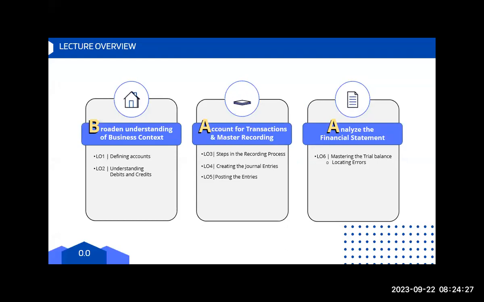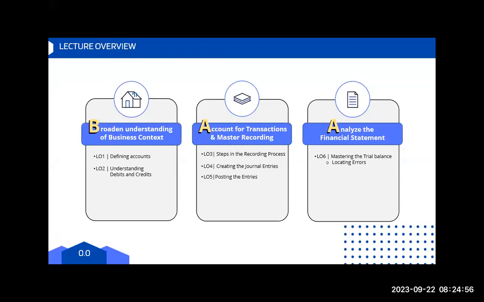As in any time na you mention accounting, if you ask people, what's the thing that you think about? You see debit and credit, right? So what does that mean? And then from there, we're gonna take a deep dive into how do you actually account for transactions. So what are the steps in the recording process? Let's learn how to create journal entries. And then finally, let's learn how to post. And then finally, we have our trial balance, just so that we can prepare the trial balance so that we can analyze our financial statements better.